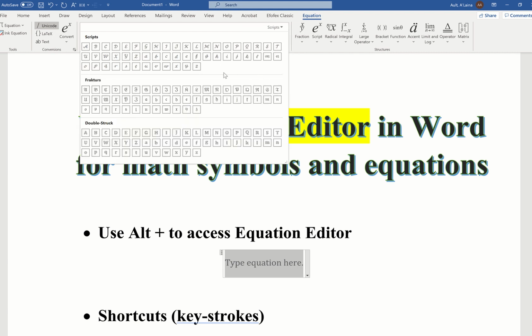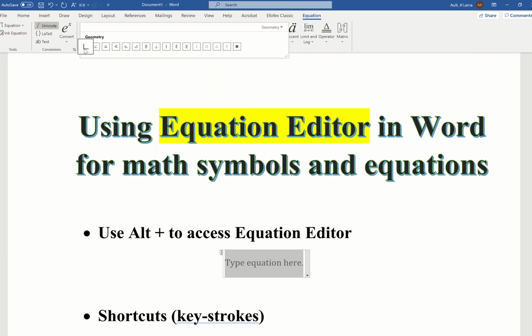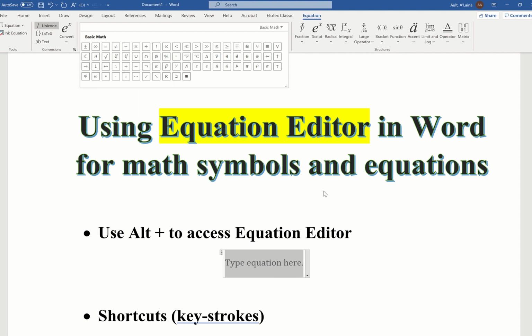Scripts just allows you to have like cursive and things like that, and just like your all reals and some of the fun stuff like that. And then there's geometry, which is helpful because this symbol can be hard to draw. And then just like parallel lines and things like that that you might use. I'm just going to go to the basic math here.